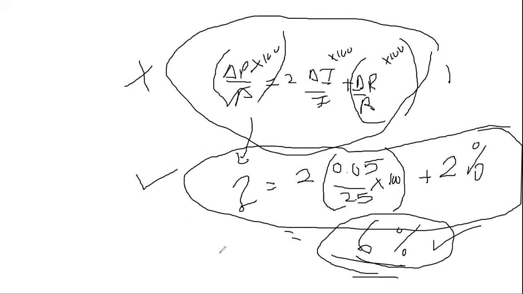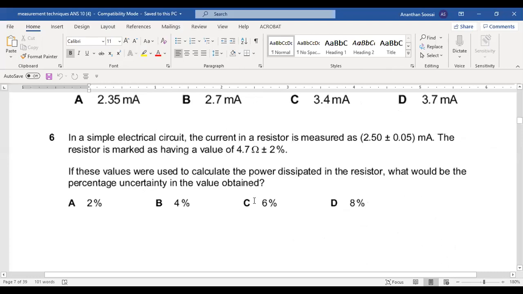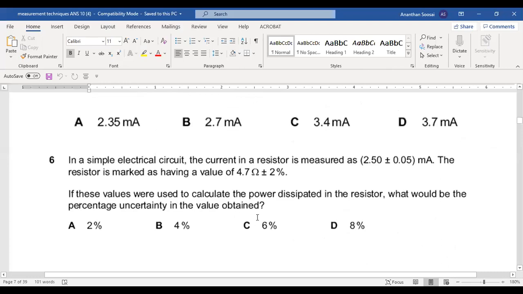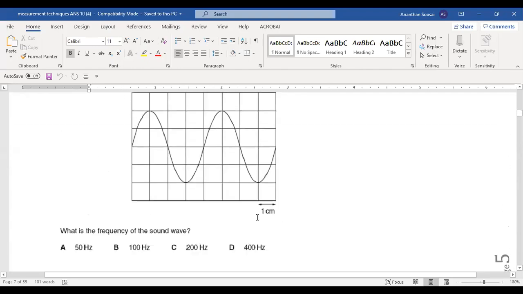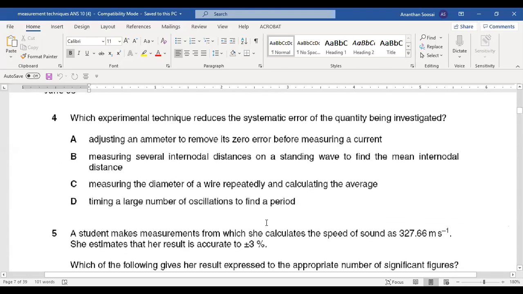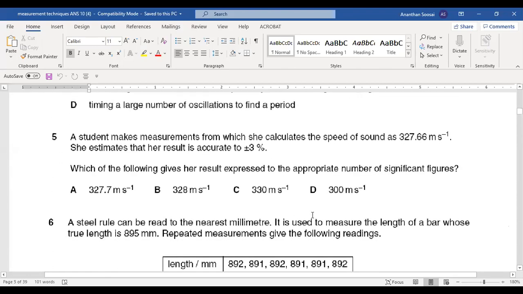Okay, so we continue. We go to the tough one. I think you are ready for the tough one. The answer for this is 6%. Okay, this is the tough one. Think carefully before you give me the answer. 2 minutes for you. Question 5. If you get this, it means your uncertainty is quite good.